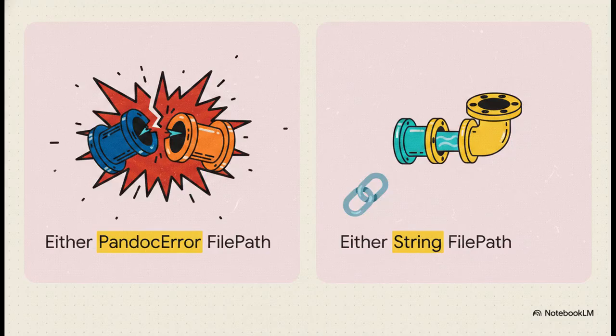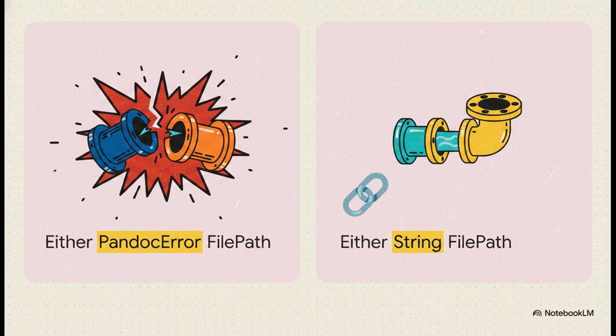Now here is the final vital step of the refactor. For a pipeline to work, the pipes actually need to fit together perfectly. Originally, a function like convertToEbook might return an Either PandocError FilePath. But if our pipeline is expecting standard text errors, that PandocError is absolutely going to cause a type mismatch and just break the build.